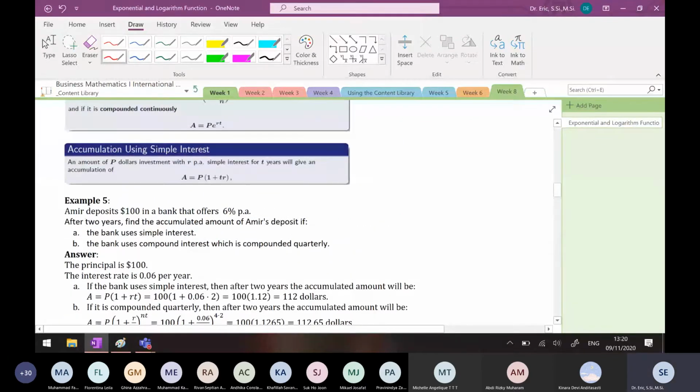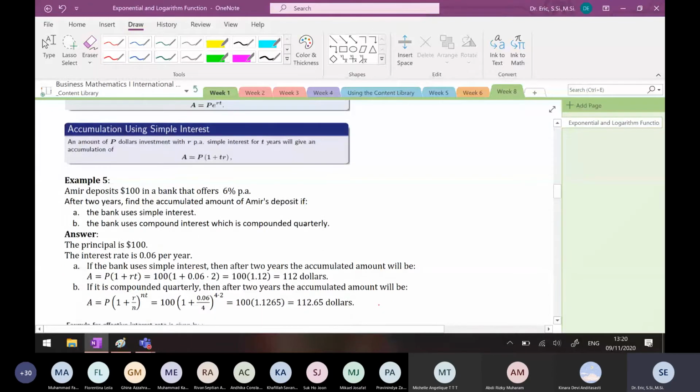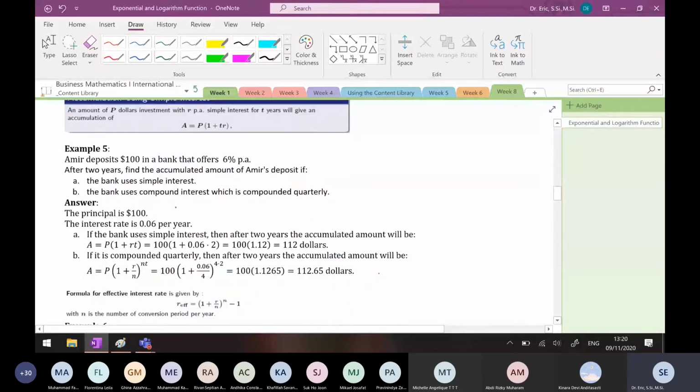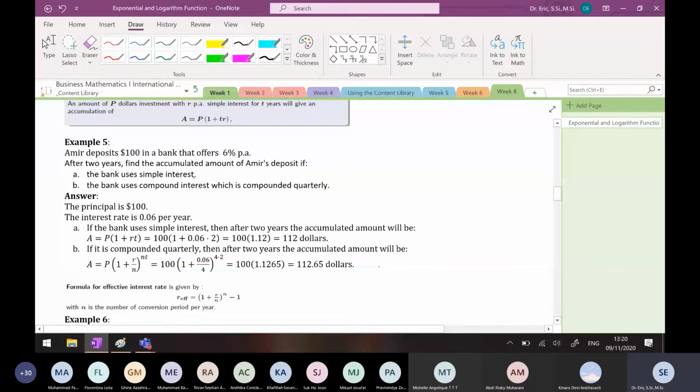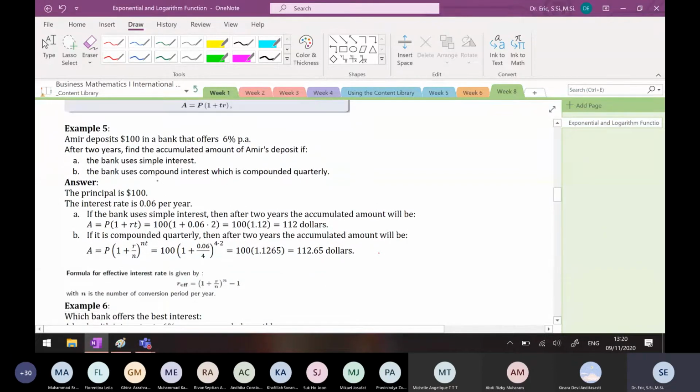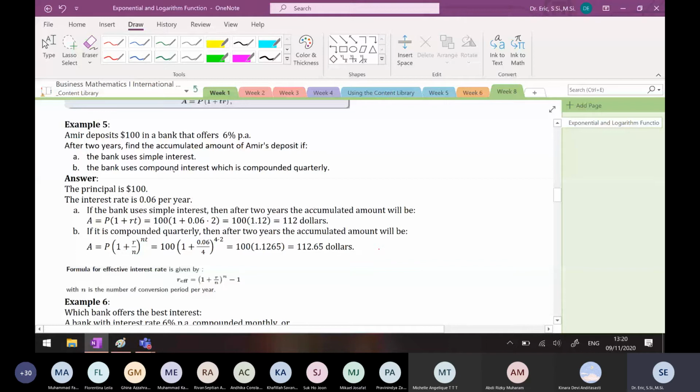So Amir deposits $100 in a bank that offers 6% per annum. That is the interest rate. After 2 years, find the accumulated amount of Amir's deposit if the bank uses simple interest and the bank uses, no, no bank uses simple interest. If a bank uses simple interest, people won't deposit there, yeah? The bank uses compound interest, which is compounded quarterly. So the principal is $100. The interest rate is 0.06 per year.